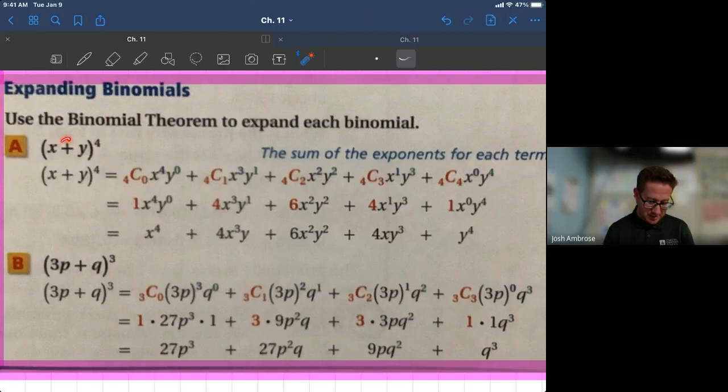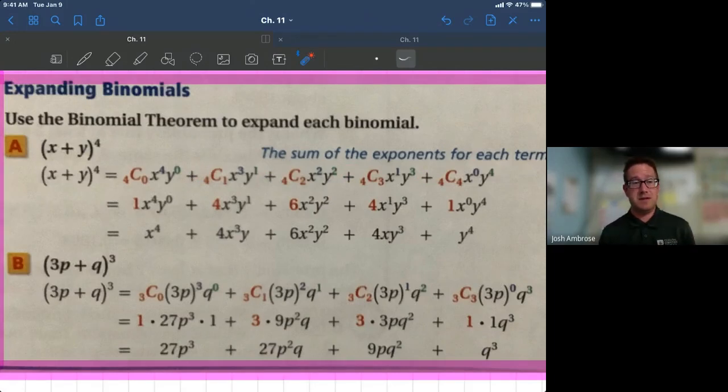If this is a plus sign, then everything in the expanded binomial will be plus signs. But if this were to be a minus sign, because both of these examples right here do not show a minus sign, then it would be a pattern of positive, negative, positive, negative. Where this would be positive, this would be negative, this would be positive, and this would be negative. That's important to write down.